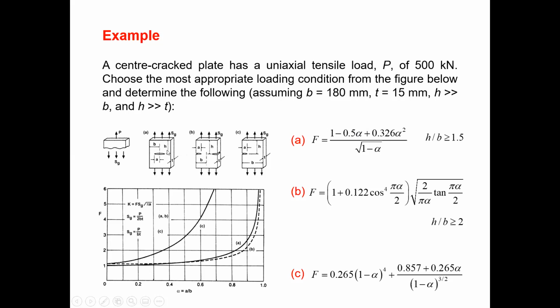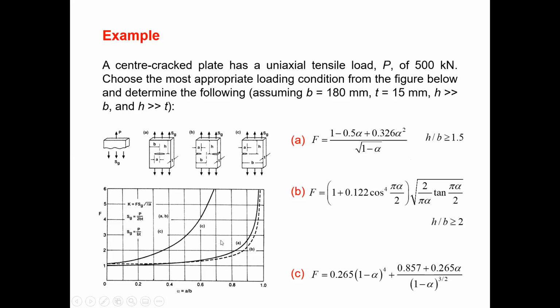This is H, this height, half of the height, and this ratio. Normally they will give different ratios, but you need to look carefully in the questions and identify what the things are. If the H/B ratio is higher than 1.5, you need to use this equation. If the H/B ratio is higher than 2, you need to use this equation. And this is the general equation.